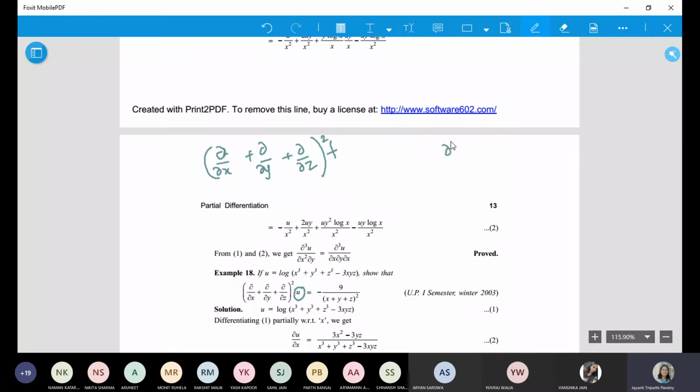When you use a square on it, that means you are using this operator twice. Like if you remember, when you write del 2 upon del x square, what you actually do is the same as doing this twice on some function, some u. I hope this is obvious. I'm just giving you a glimpse of it, which you already know, right? So when you have a square on it, that means you have to use this operator twice. Now let's try and solve it.